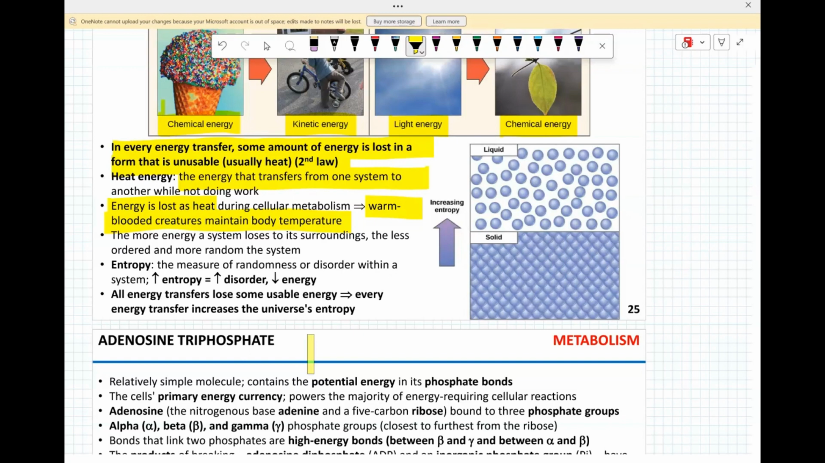Now, the more energy a system loses as heat to its surroundings, the less ordered and the more random the system. In other words, the chaos in the system increases. So entropy is the measurement of randomness, a measurement of chaos and disorder within the system. Greater entropy refers to greater disorder and lower energy of the system. All energy transfers lose some of their usable energy, which means every energy transfer inevitably increases the entropy and the disorder in the universe.